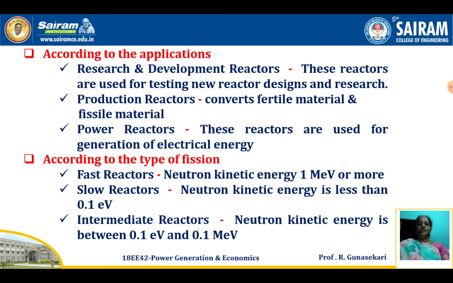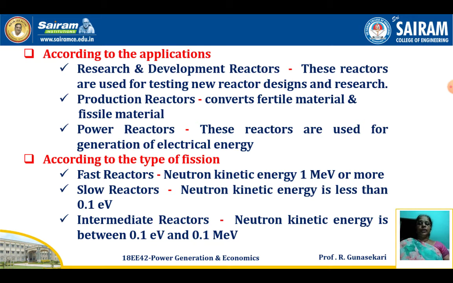Then the next classification is according to the type of fission. According to the type of fission, we classify the nuclear reactor into fast reactors, slow reactors, and intermediate reactors. The first one, fast reactors, has neutron kinetic energy of 1 mega electron volt or more. So based on the unit of nuclear energy, we classify fast reactors, slow reactors, intermediate reactors.